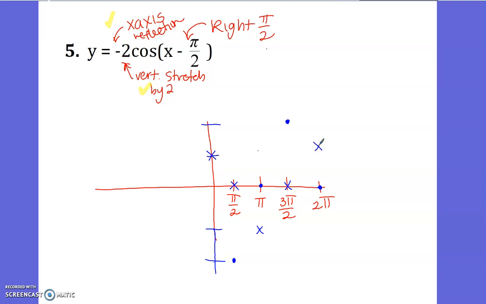This point right here, if I reflect it, I'm down here at -1, and then if I stretch by -2, I'm right there. I then need to go over pi over 2. Well, if I'm counting by pi over 2, this would turn into 5 pi over 2. And so we have these points right here. Okay, and then this one I'm going to curve back up because we ended on a bottom point. Okay, so let me just add some more points.